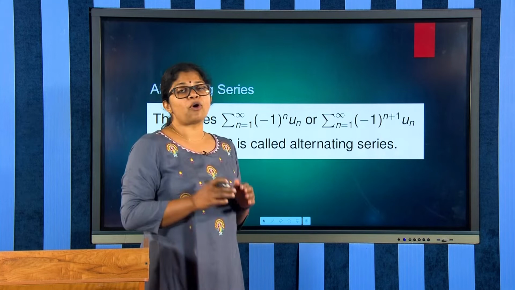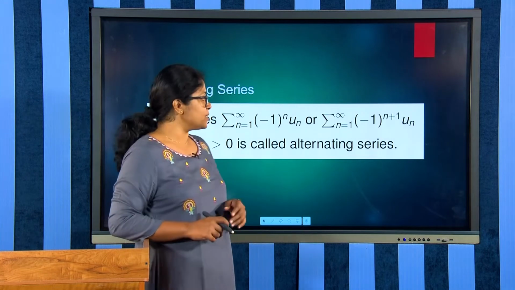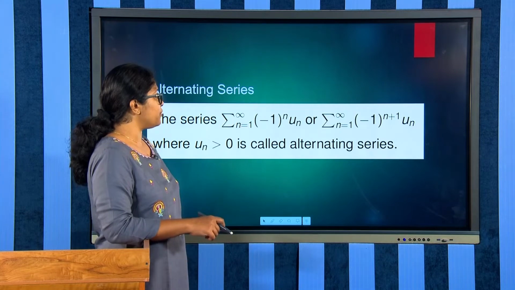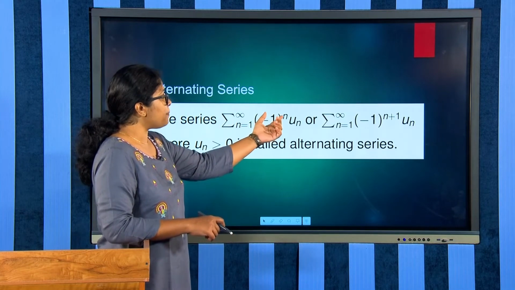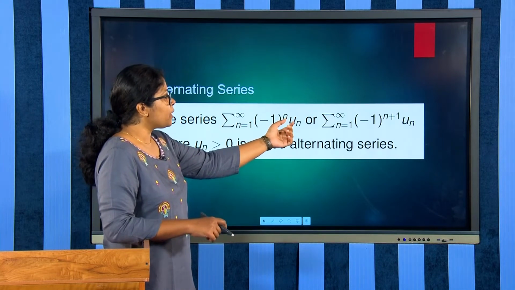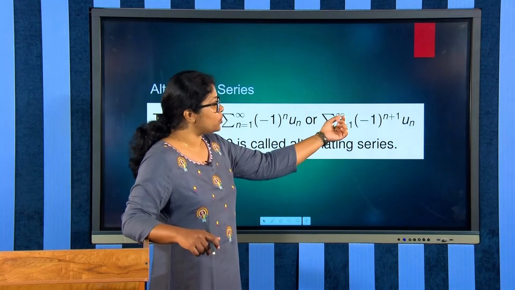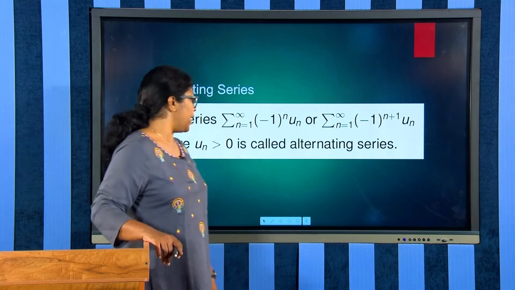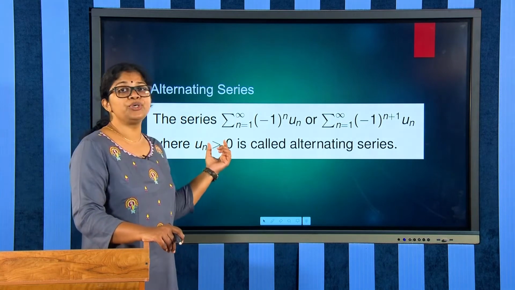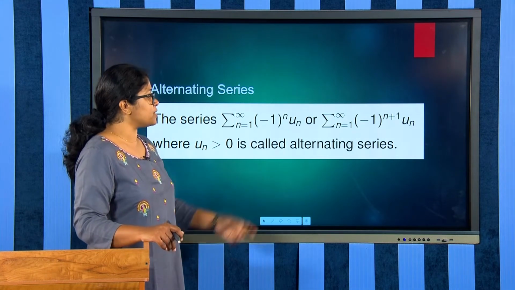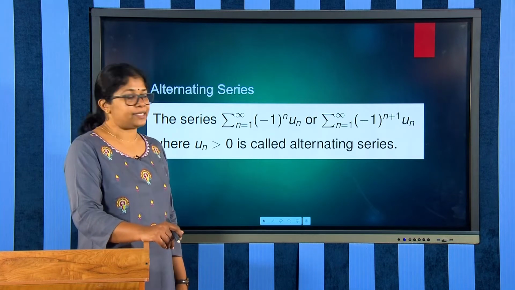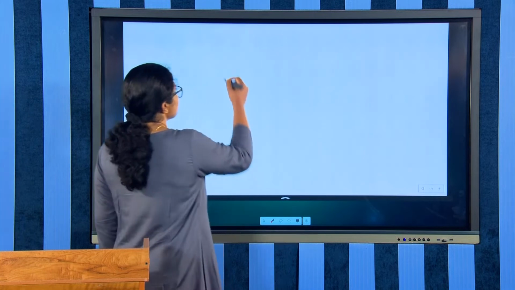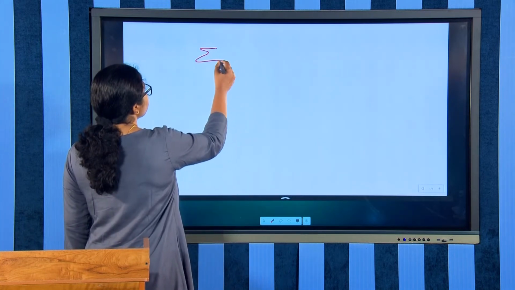The definition of alternating series is as follows. The series summation n equal to 1 to infinity negative 1 power n u n, or summation n equal to 1 to infinity negative 1 power n plus 1 u n, where each u n is greater than 0, is called an alternating series. So, we can expand these terms for a clear understanding.